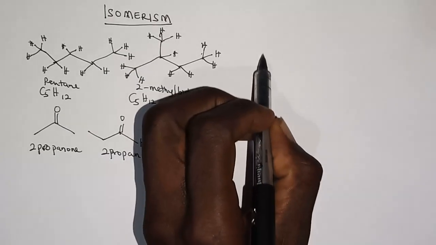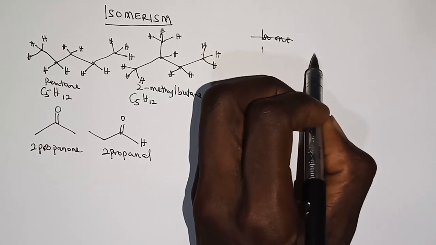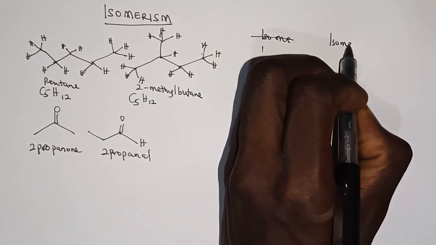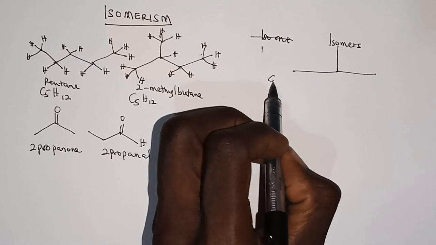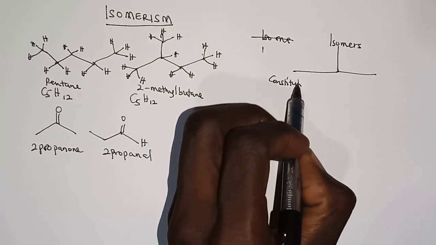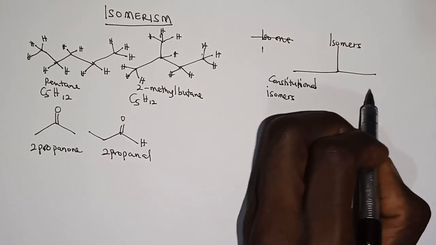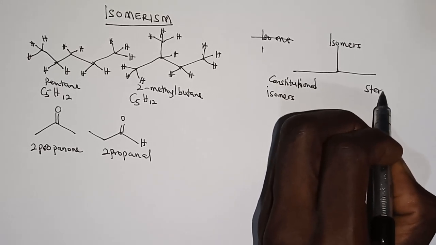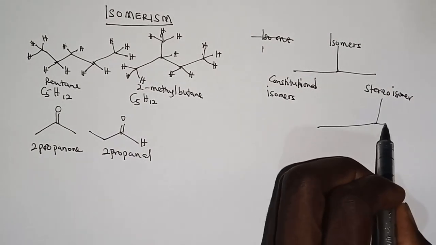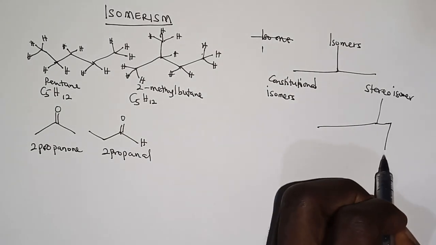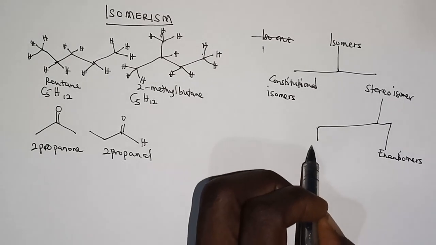Under the broad subject of isomers, there are two major types of isomers. The first one is a constitutional isomer, and those ones normally differ in terms of their positions. And then the second one is the stereoisomer. Then under the stereoisomer, we also have two more isomers. We have the enantiomers, which we will later talk about, and then we also have the diastereomers.